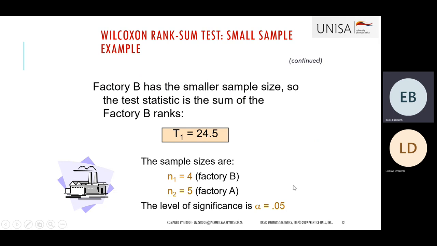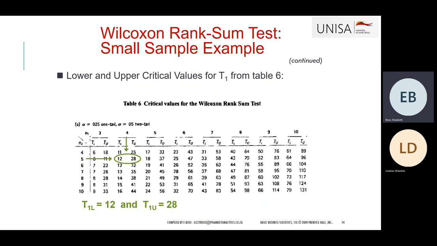So we now have our test statistic T1 as 24.5, with N1 being the sample size of 4, and N2 the sample size of 5. We need to test this at alpha 0.05. Now we need to do our hypothesis testing, but before that, let's find the critical value.